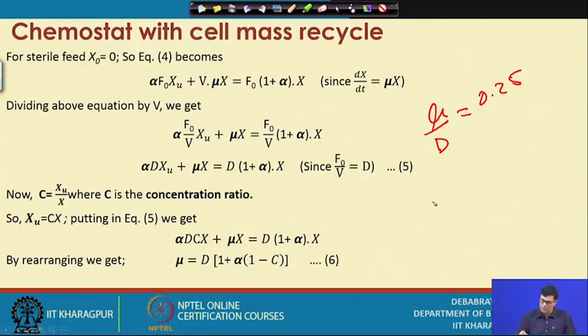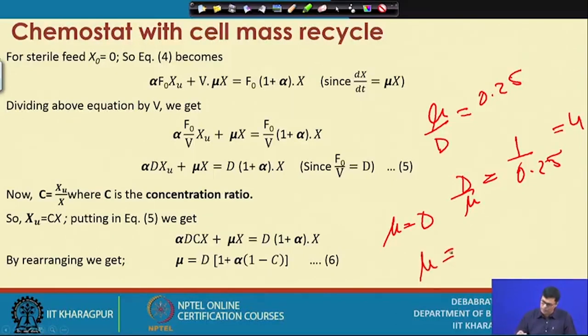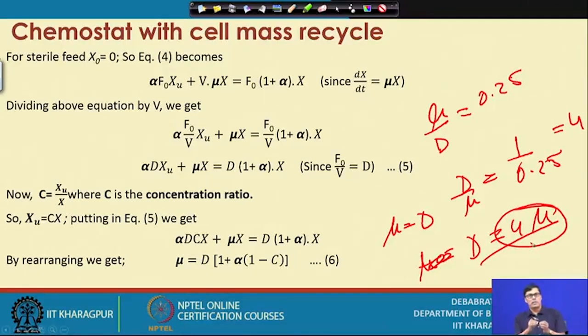So, that means that in a CSTR under steady state condition, mu equal to D. But here mu equal to 0.5. That means D by mu is how much? It is 1 by 2.5. That means this is 4. That means I can write D equal to 4 mu. So if you do the recycling, I can run 4 times of that specific growth rate of the cells. So, this is the speciality of the recycling of the cells. If you recycle the cells, how can you justify that we can operate the same system safely?